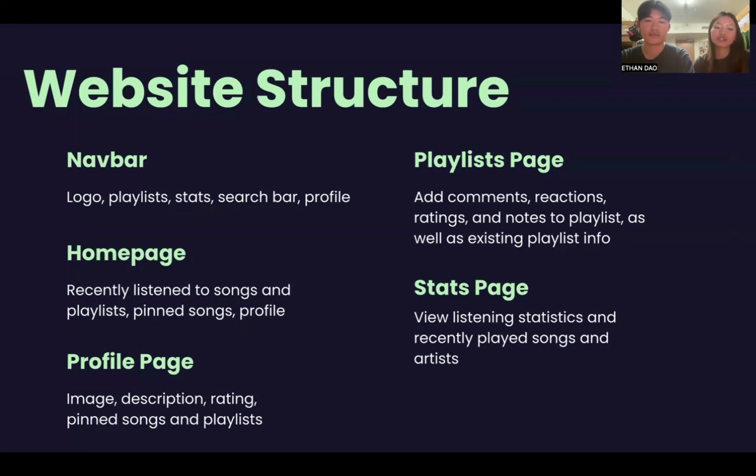And then we would have the home page, which is the landing page, and this would have recently listened to songs, your users' pinned songs and playlists, as well as a profile. The profile page would include an image, a description of the user's playlist ratings, as well as the user's pinned songs and playlists. And then for the playlist page, we have the features for adding comments, reactions, ratings, notes for the playlist, as well as the existing info and all the songs that are actually added into the playlist already. And then for the stats page, lastly, we have just an overview for listening statistics, as well as recently played songs and artists.